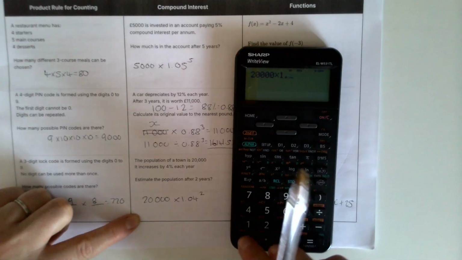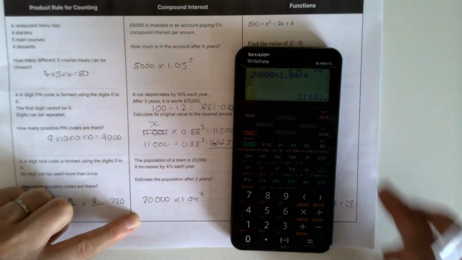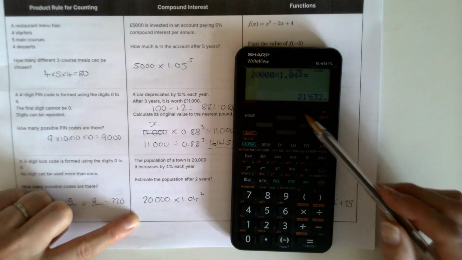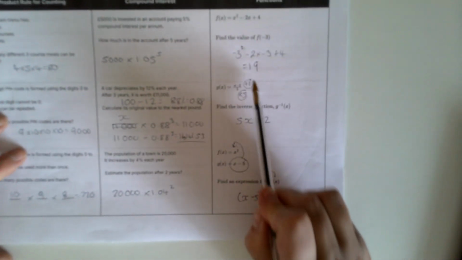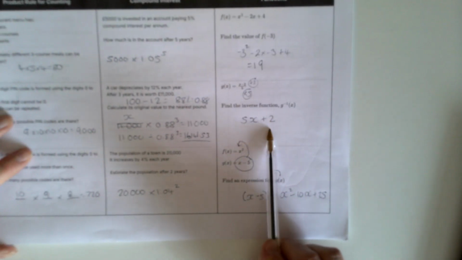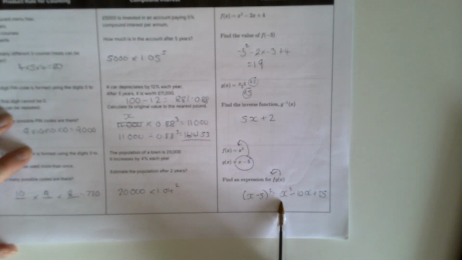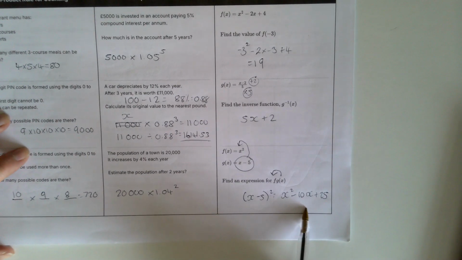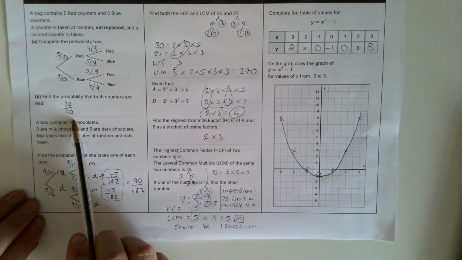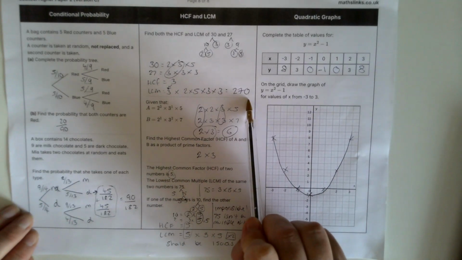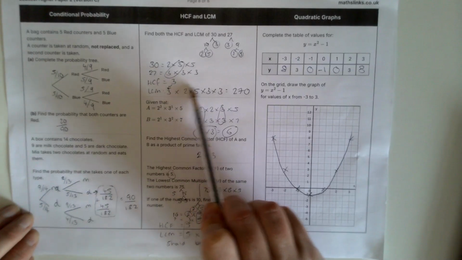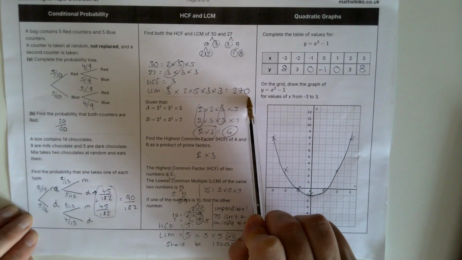Haven't done the bottom one either. 20,000 times 1.04 squared. So you should have got 21,632. 19. 5x add 2. X squared minus 10x add 25. And then your last sets of questions, guys. 20 over 90. 90 over 182. 3 is the highest common factor, 270 LCM.